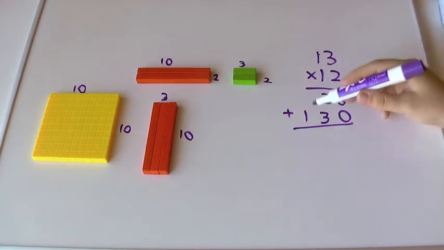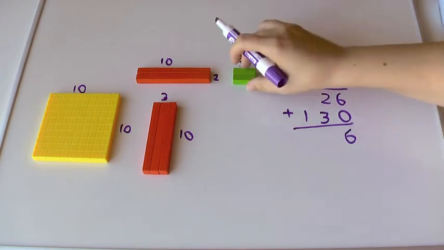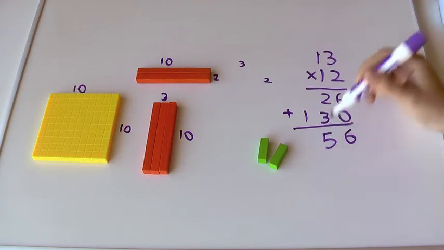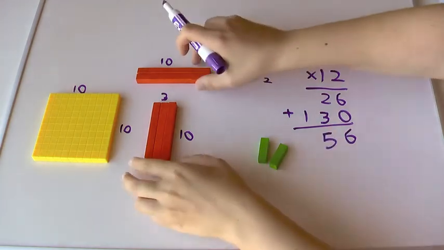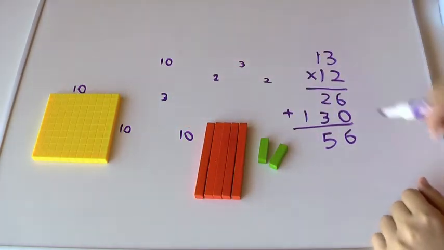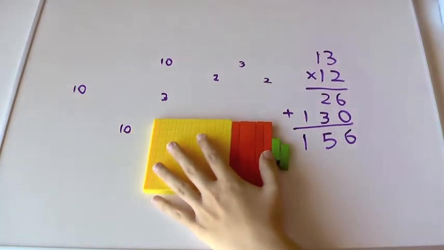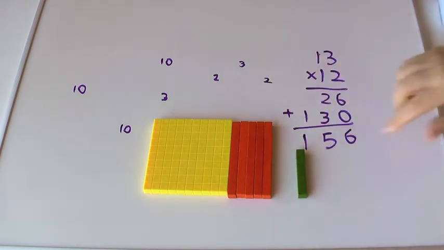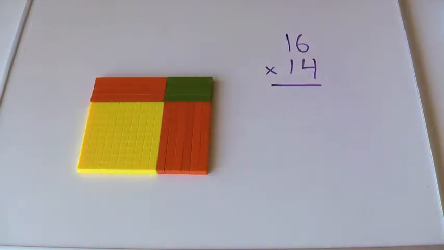And so if they're going to do it the traditional way, they'll start with the ones, of course. 6 and 0 is 6. That's their 6 there. 2 tens and 3 tens would be 5 tens. Notice I don't say 2 and 3 is 5. 2 tens and 3 tens is 5 tens. Here's our 2 tens, there's our 3 tens, 5 tens, and our 100. So 150, and if they really want to, they can trade the 2 3s for a 6. 156.